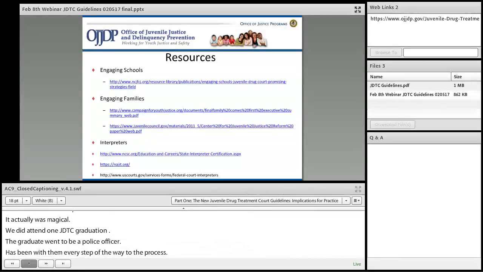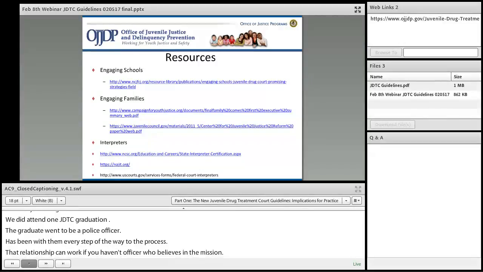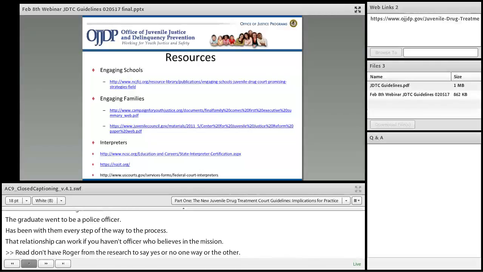But we don't have, Roger, from the research something to say yes or no one way or the other? So it is not one of the roles that is identified as a key role on the team. That is true.